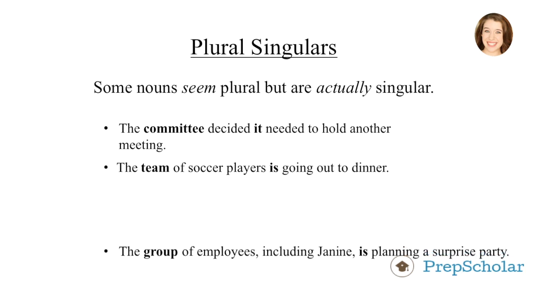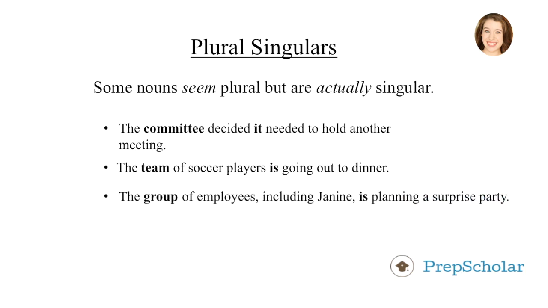Let's look at one more. The group of employees, including Janine, is planning a surprise party. Again, tricky because we've got that employees there, makes it sound like there's lots of people, which obviously there are probably a lot of people in this group, but it's one group, one singular thing. So we use the singular verb is.